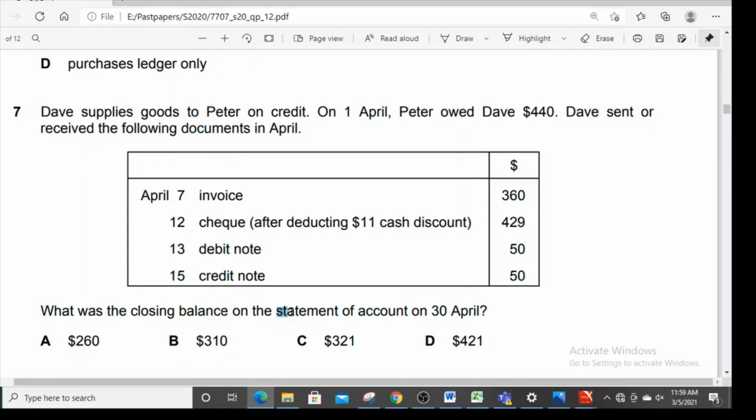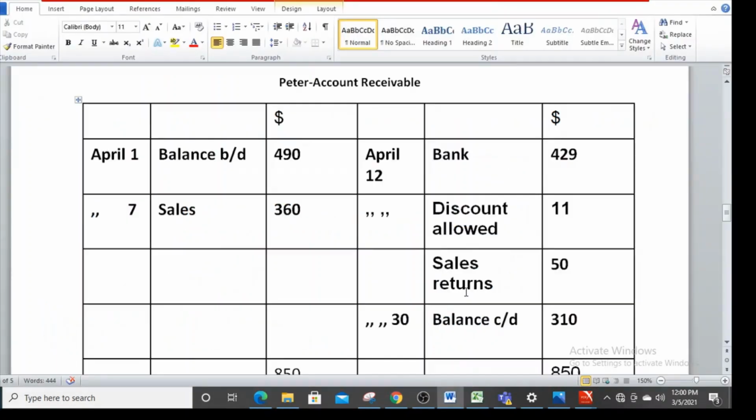A statement of account, as you all know, is issued by the business to accounts receivable at the end of the period to have the detail of all the transactions which have taken place during the period between the business and accounts receivable. So to attempt this question, again, the approach should be to do it with the help of a T account. So we are Dave in this question. Peter is our accounts receivable. We show the opening balance of 490 on the debit side.